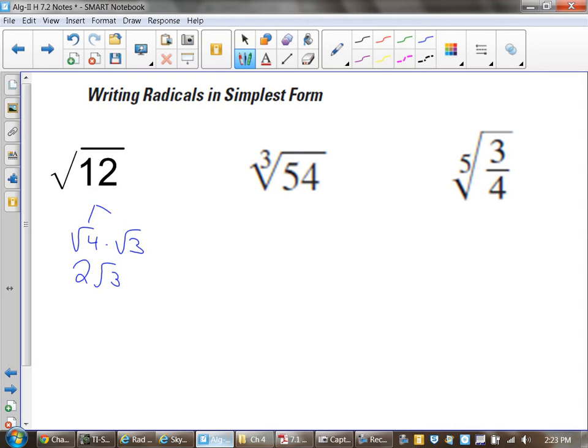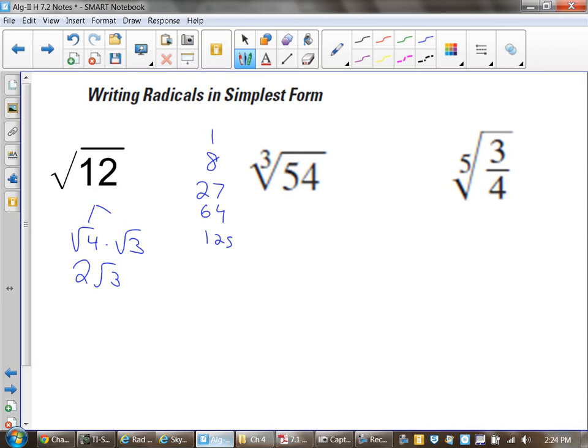When you go to simplify a cube root, instead of looking for perfect squares, you're looking for perfect cubes. So that means we have to start to remember some of these. 1 cubed is 1. 2 cubed is 8. So you have 1, 8. What's 3 cubed? 27. 4 cubed? 64. Good. And so on and so forth.